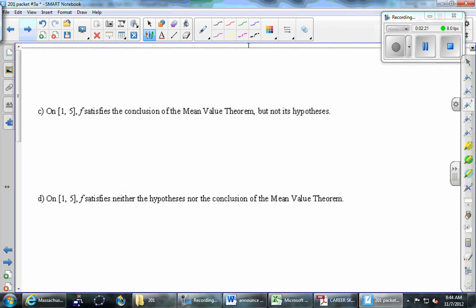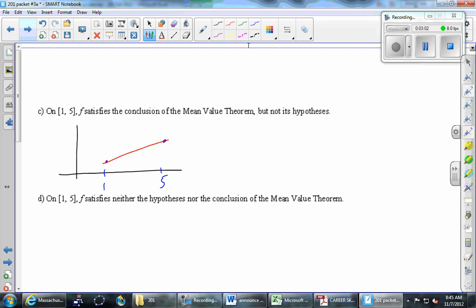Okay, part C. We want something that satisfies the conclusion, but not its hypotheses. So we want to make sure that we've got some tangent line that's parallel to the secant line. So again, I'll just pick 2 random points at 1 and 5. And I'll go ahead and draw the secant line. And so in this one, we want it to satisfy the conclusion. So I want there to be some tangent line that's parallel to this thing, but I don't want it to satisfy the hypothesis. I don't want it to be differentiable.